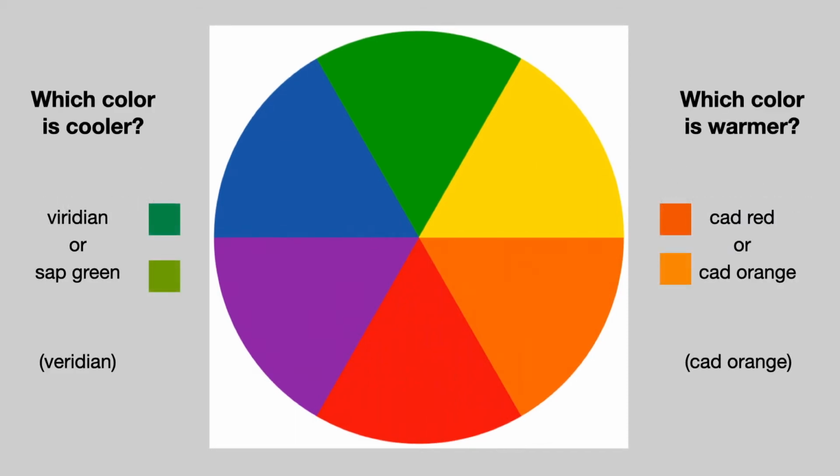Which color is cooler, viridian or sap green? Well, which one is closer to blue? And that would be viridian. Which color is warmer, cad red or cad orange? Which one is closer to yellow? Well, that would be cadmium orange.